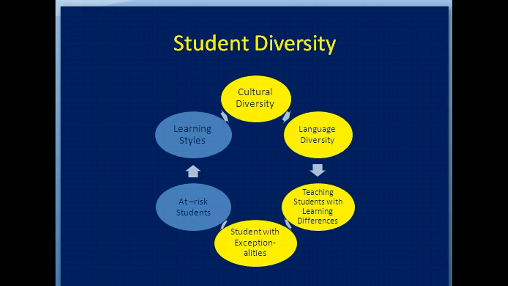Slide 34, entitled Student Diversity. If we take a look at the next topic, it's students with exceptionalities. Teaching students with exceptionalities will be the next topic, and we're going to discuss the needs of students with learning disabilities as well as students who are gifted. Gifted students also fall into this topic range.